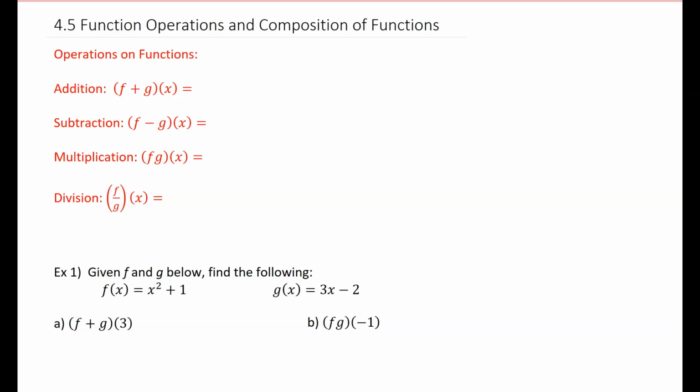So first operation is addition, where we have f plus g of x. Okay. And so again, all it is taking two functions and adding them together. The two functions in terms of x, I should say. And we can restate this as f of x plus g of x.